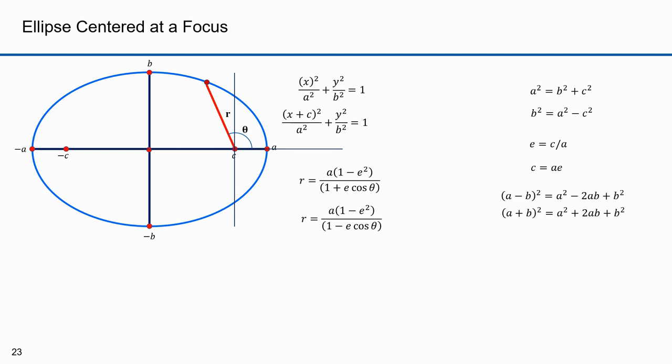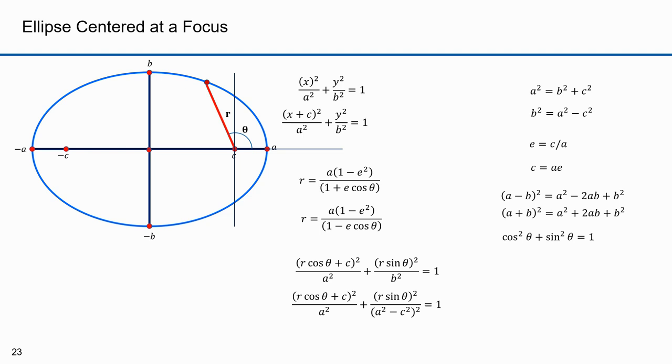We use these algebraic identities several times. (A minus B) squared is A squared minus 2AB plus B squared, and (A plus B) squared is A squared plus 2AB plus B squared. And we'll use this trig identity, cosine squared theta plus sine squared theta equals 1. In this derivation, we want to get rid of the x and y terms and express everything in polar coordinates. We could start by substituting r cosine theta for x and r sine theta for y. We also want to characterize the ellipse in terms of semi-major axis and eccentricity.